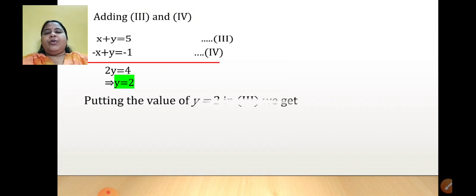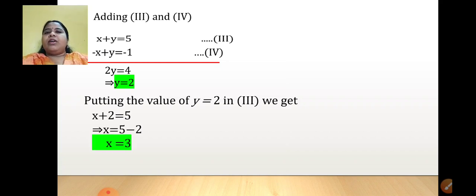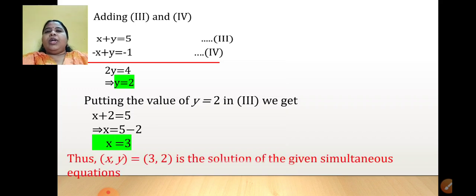Same way, I need to put the value of y as 2 in equation number 3. Now this depends upon you. 3 or 4, wherever you want, you can put it and get the value of x. So x plus 2 is equal to 5. X will be equal to 3. Solution: always have the habit of writing it because it carries marks even in the final exam. And while writing the solution, see that the x coefficient is written first and then the y coefficient. So (x, y), that is (3, 2), is the solution of the given simultaneous equations.